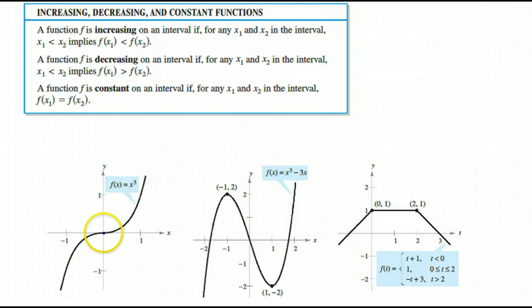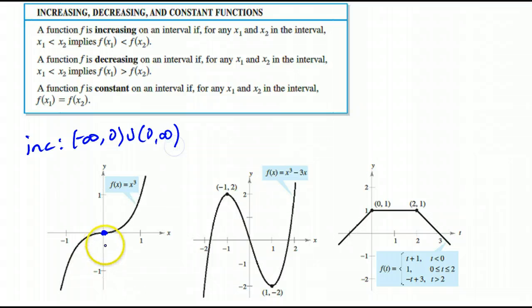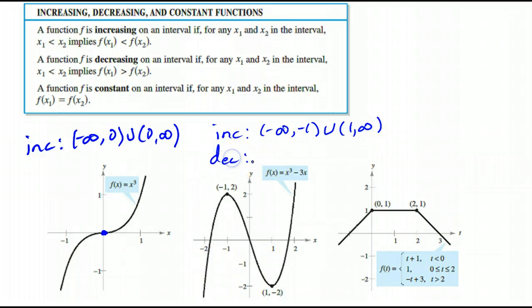Now, believe it or not, right there, it is neither increasing or decreasing at 0. So we're going to say that it is increasing from -infinity to 0 and then from 0 to infinity. Okay, this one right here, it's increasing from negative infinity to negative 1. And it's also increasing from 1 to infinity. It's decreasing from negative 1 to 1.